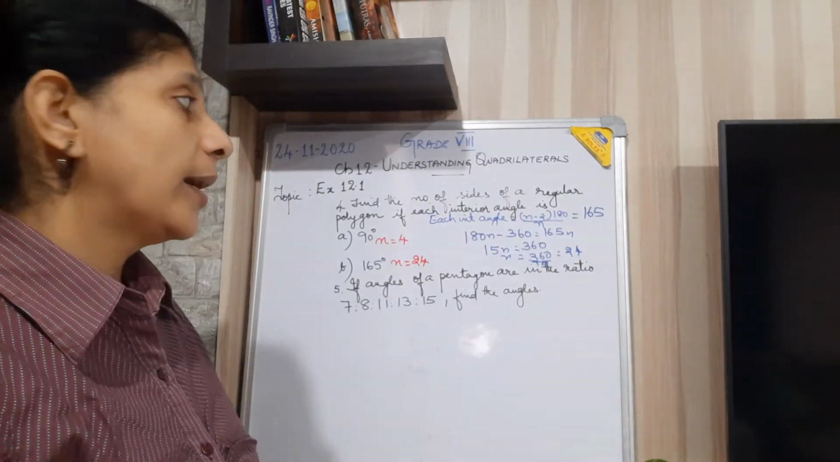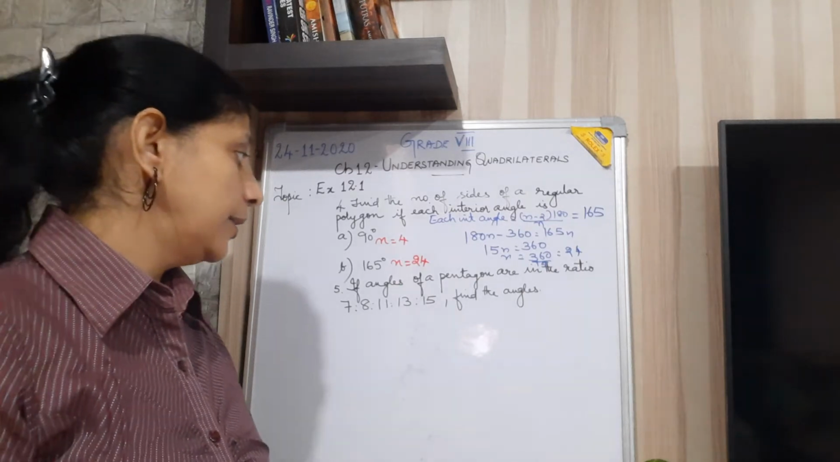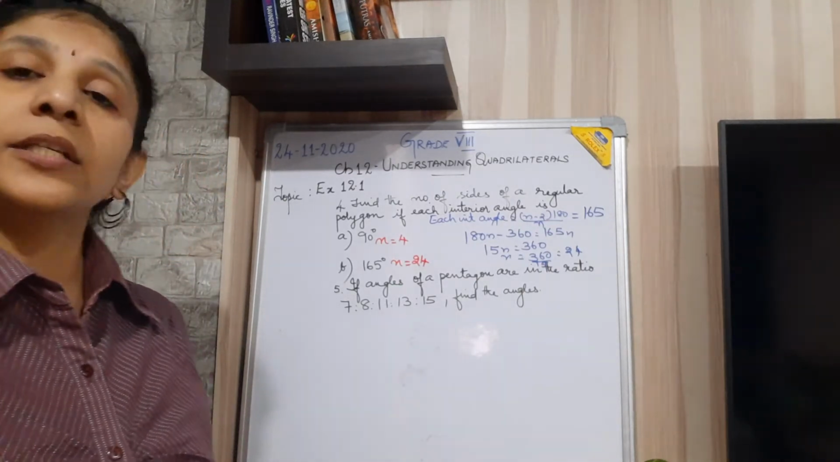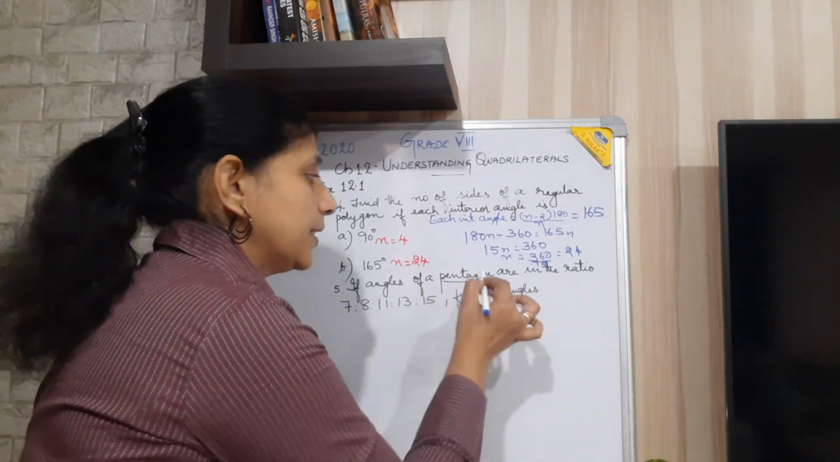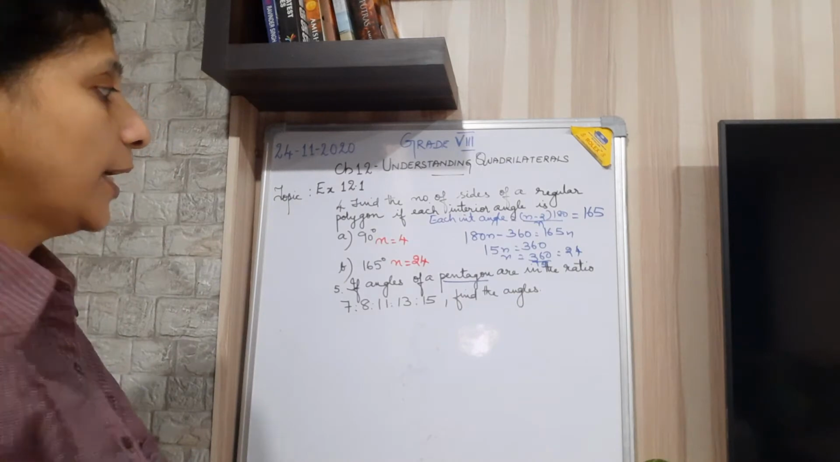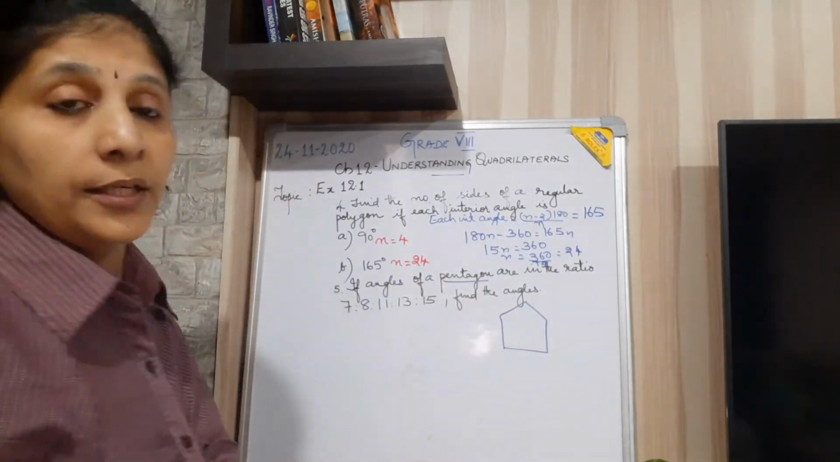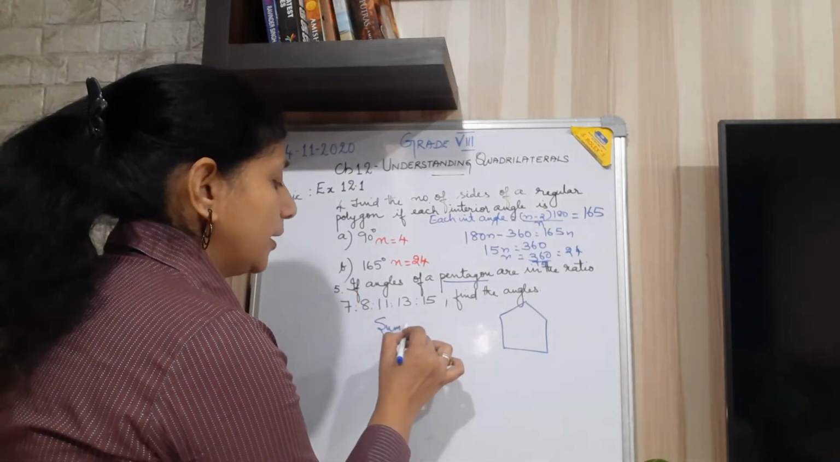Next is, if the angles of a pentagon, meaning 5 sides, are in the ratio 7 is to 8 is to 11 is to 13 is to 15, find the angles. So first of all, this is a pentagon. The angles are in the ratio given. So what is the sum of all interior angles?